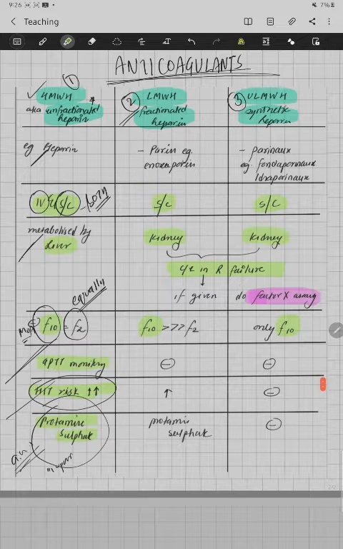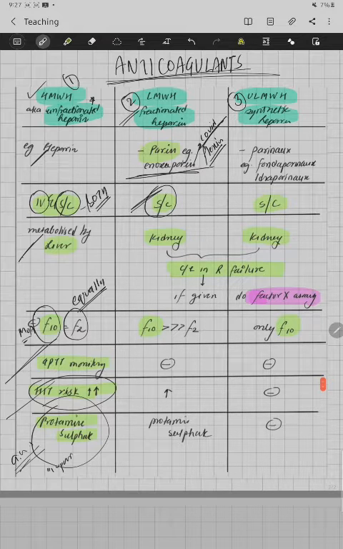Now the examples of low molecular weight heparin are drugs that end with the suffix parin. So we have drugs like enoxaparin. This drug enoxaparin is very commonly used in COVID in the form of the drug known as Lovenox. So we have the parin class of drugs, the low molecular weight heparins, which have the suffix parin. They can be administered only subcutaneously. So the route of administration of low molecular weight heparin is only subcutaneous, not both.